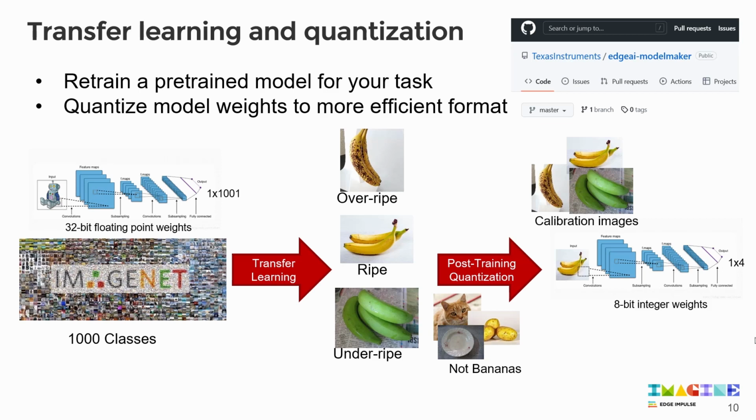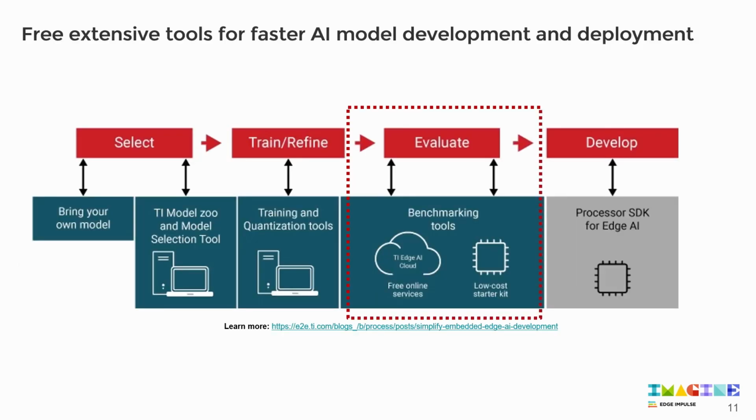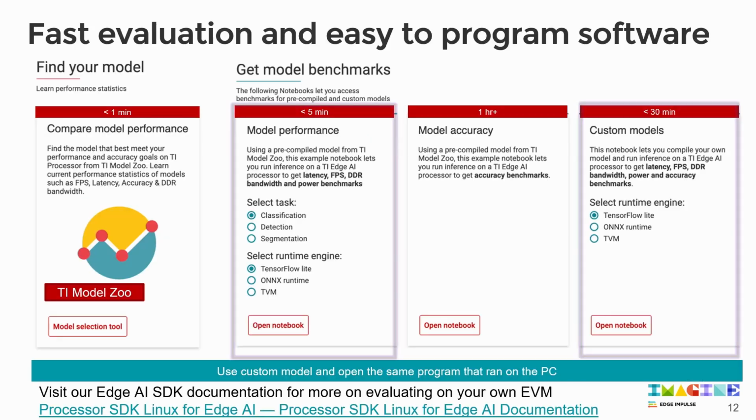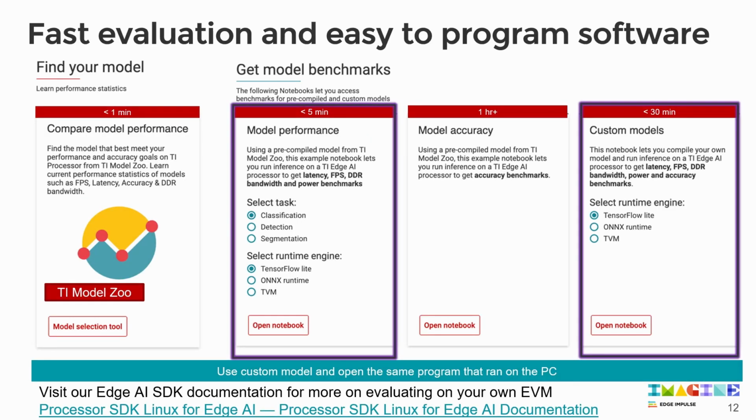Now that we have a model that's trained for our application and quantized to take advantage of the deep learning accelerators, we'll evaluate the model on the target processor, which can be on your own EVM or on one in our Edge AI cloud, but we'll focus on the cloud for now since you can try that today at zero cost. In addition to the model selection tool in the cloud, you can evaluate model performance from here as well.